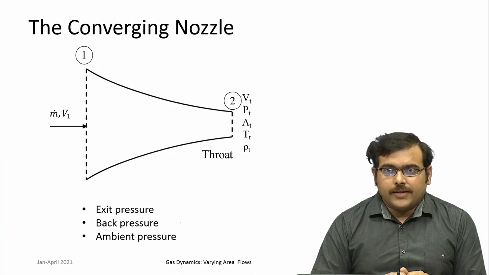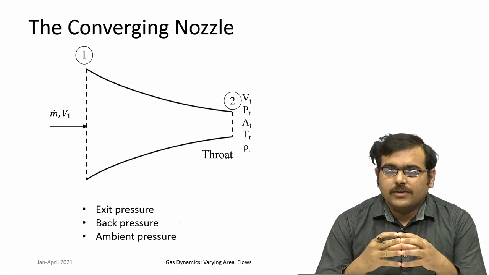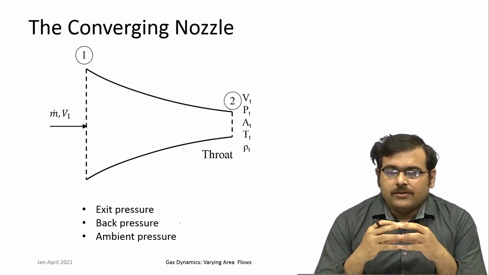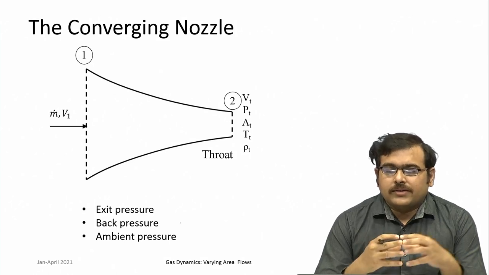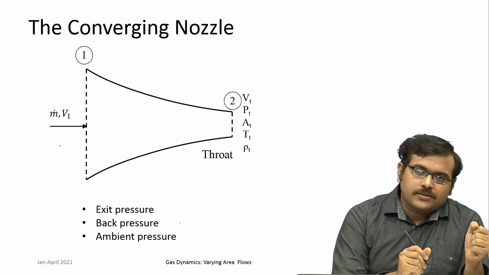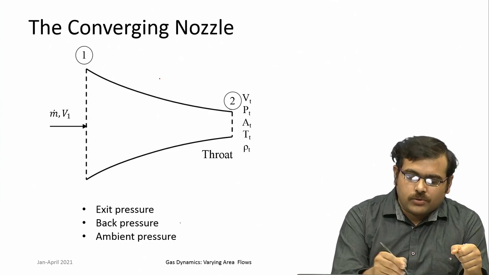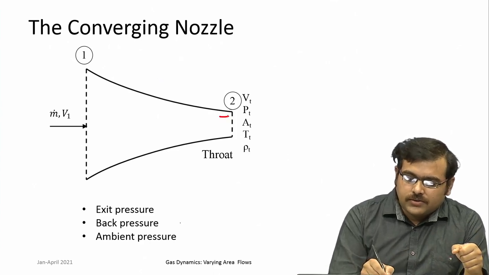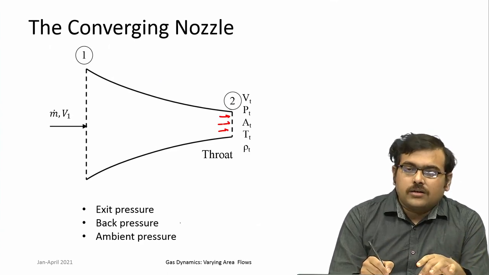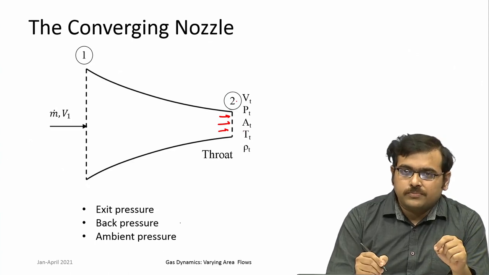So we are looking at the convergent nozzle. When we talk about a converging nozzle, you should understand by now that the incoming flow is subsonic, small velocities, and the nozzle increases the flow to larger velocities. A converging nozzle has a minimum area. This is the minimum area here, region 2.